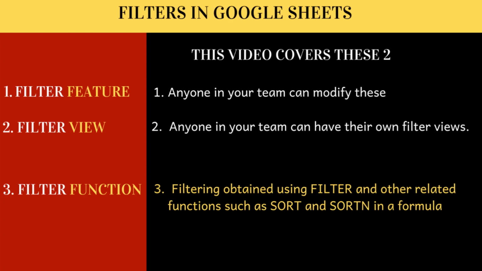The third functionality we have is the filter function, using the filter function and some associated functions in your formulas. These functions, for example sort or sortn, can also be used in conjunction with the filter function to make some good filters in your data sheet. This method is very useful when you can put your data in a separate tab or in another location and you want to filter your master spreadsheet. In this video, I will cover the first two methods, and in the next video, I will cover the third method.